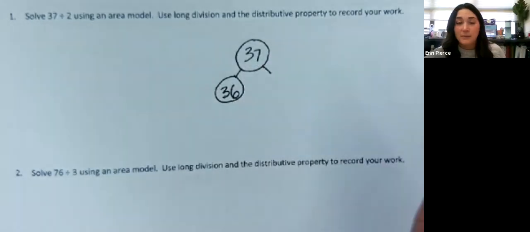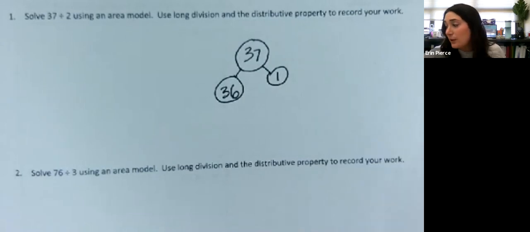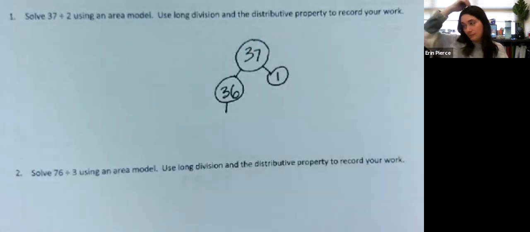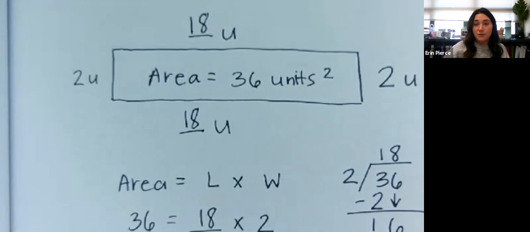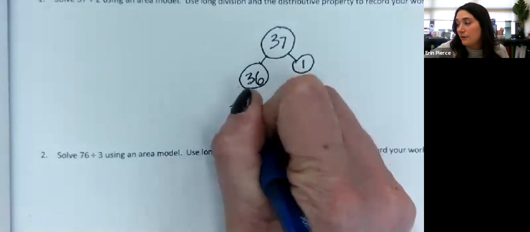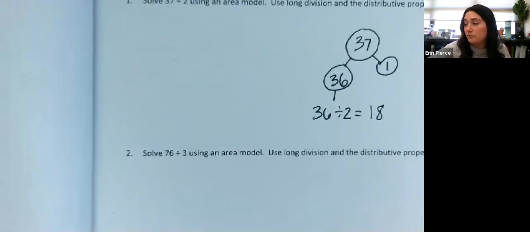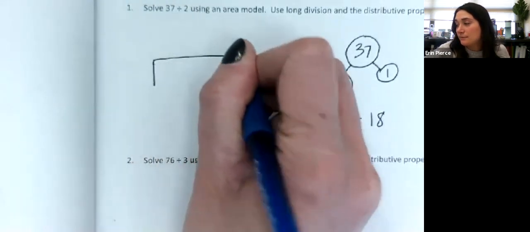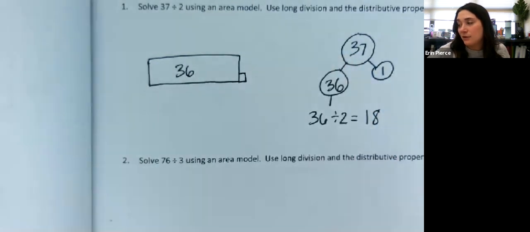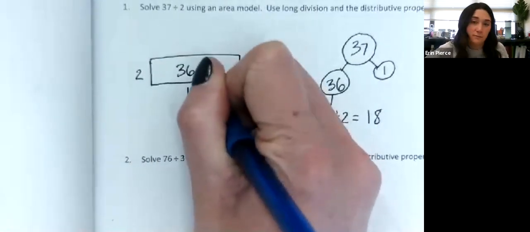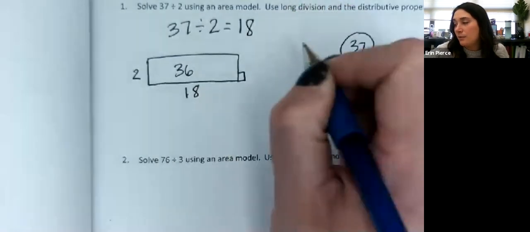36 is the number that I'm going to be dividing, and I have left over just one. That's going to be my remainder. So when I do 36 divided by 2, we just did that on the first page. 36 divided by 2 will give us 18 and we'll have a remainder of 1. So the picture that we're going to draw is 36, and this is one extra, that's that 37, 2 and 18. So 37 divided by 2 equals 18 with a remainder of 1.